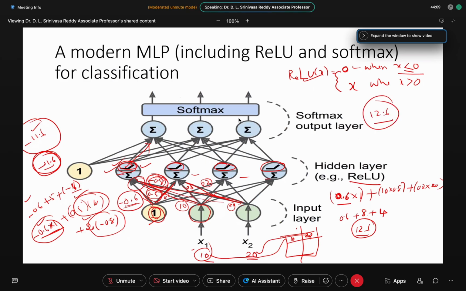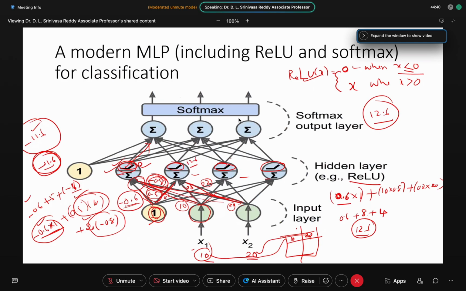So like this, the activation function acts: when the input weighted sum is negative, you will get 0. The activation functions are nothing but transformers. Whatever it receives as a weighted sum from the previous layer will be transformed to another value using its formula, its function. So here the output is 0, and here the output is 12.6.